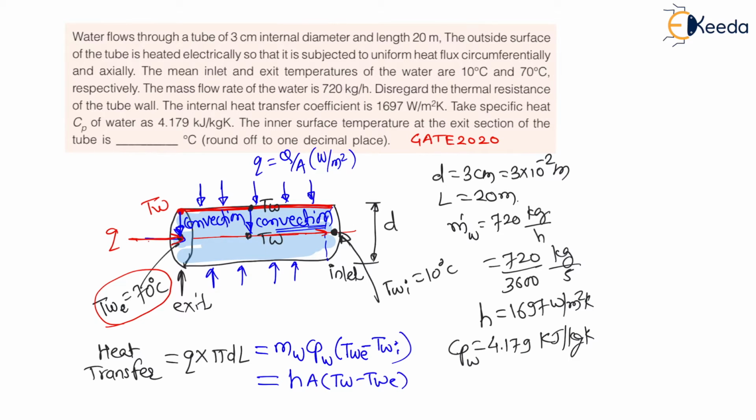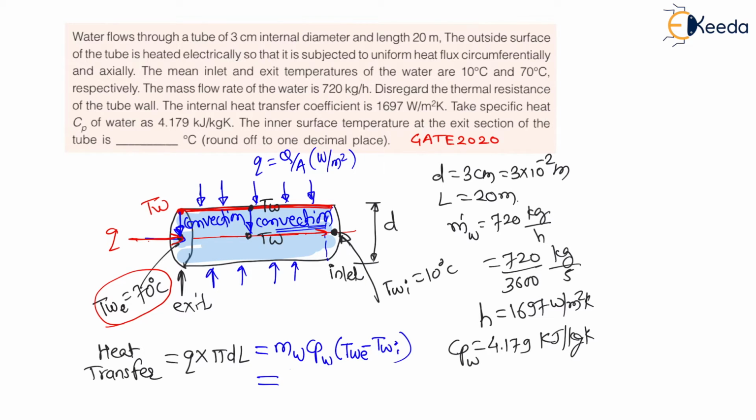And my dear students, for this convection, the area of convection is again the circumferential area, that is pi dl. And as well as for conduction, there is a circumferential area which is pi dl. So by equating these three equations, here instead of A, I can write pi dl.